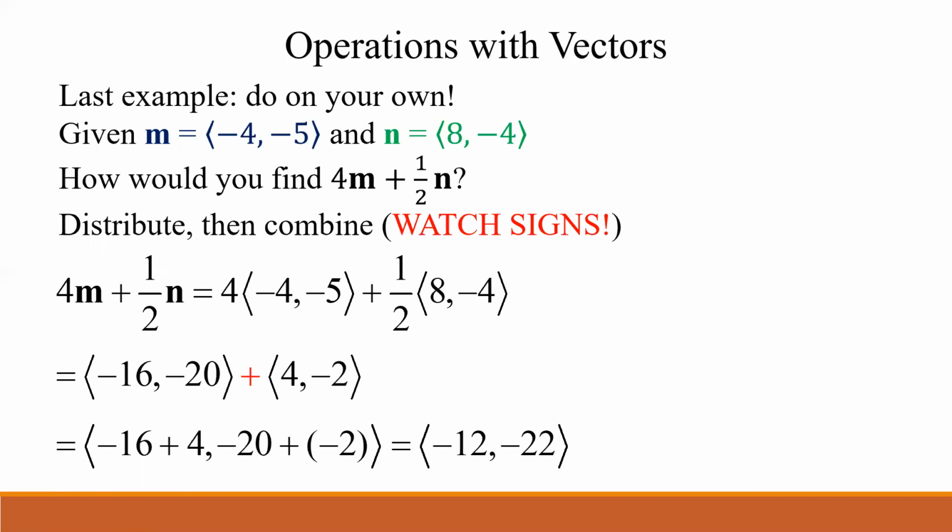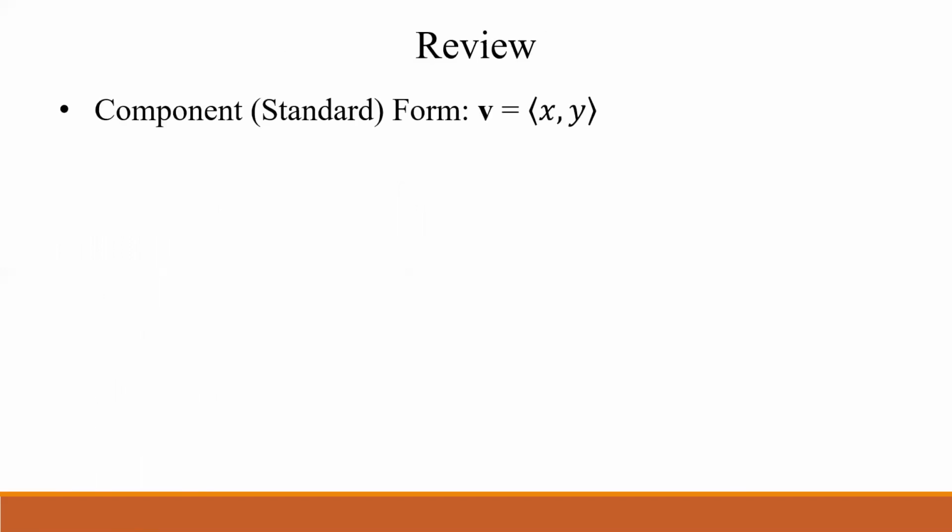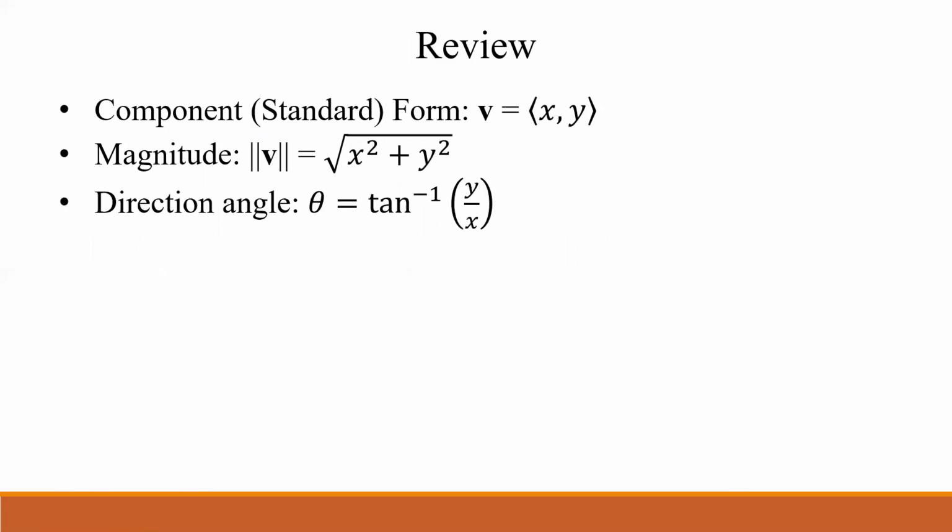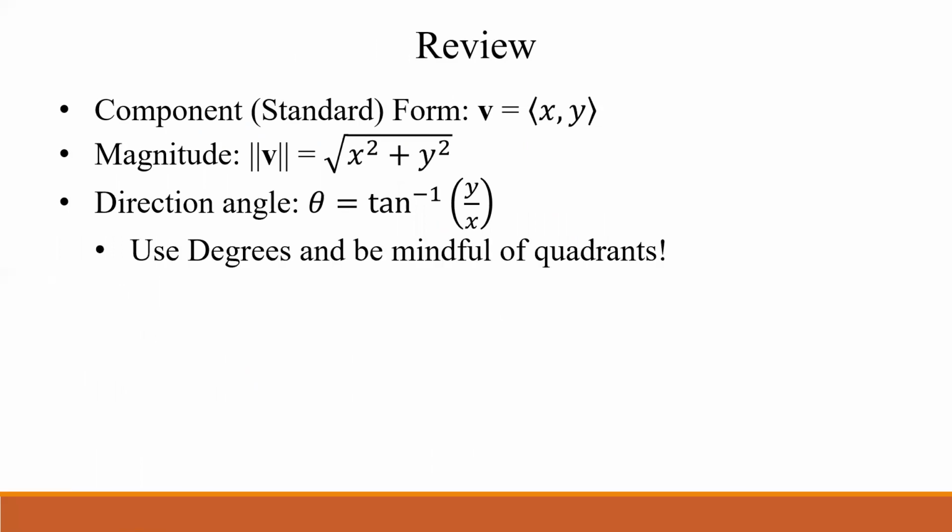Okay. So to recap this whole video, I know there's a lot of information, but it's pretty straightforward, I think. So remember, component form, the little pointy brackets, also called standard form. Magnitude with those double bars, Pythagorean theorem. Watch your signs, always going to be positive. Direction angle, tan inverse of y over x. Again, mind what quadrant you're in, and always make sure you're in degrees, whatever calculator that you're using.